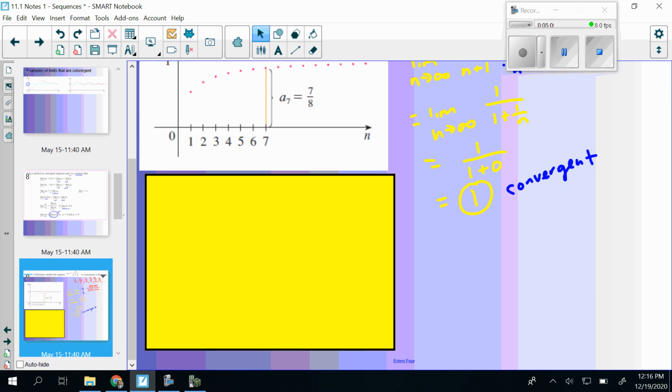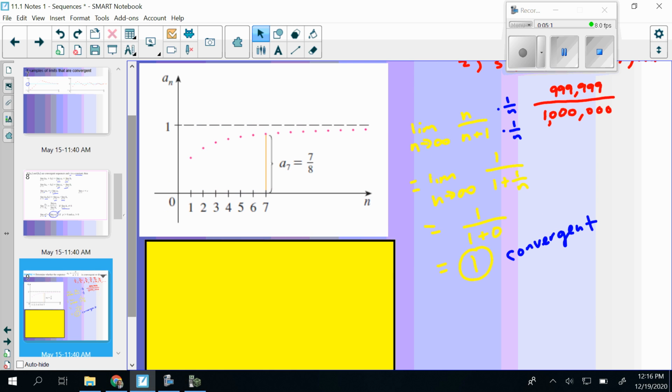If you graph out these points here, notice all these sequence values keep getting closer and closer to a value of 1.